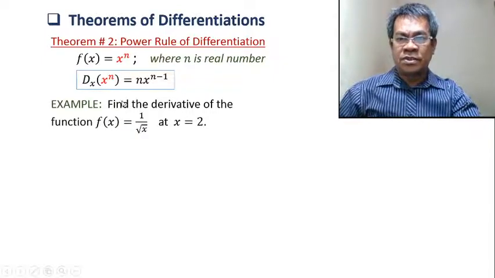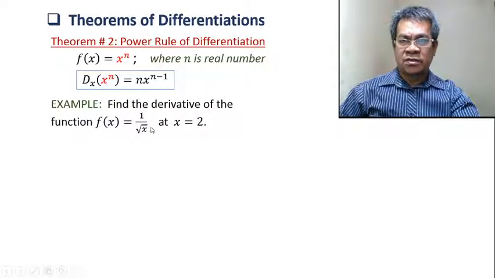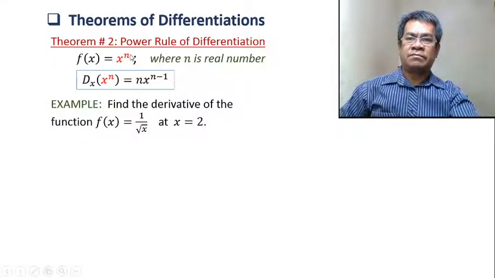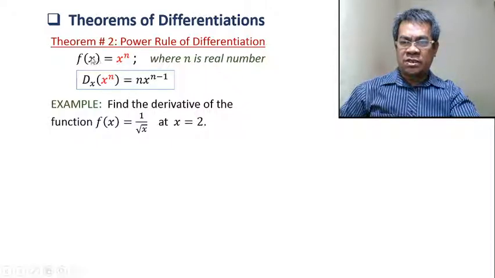Another example. Suppose you are asked to find the derivative. Now this time, look at this one. The function is 1 over square root of x. If you notice, this is not actually in the form of x raised to n. Okay? So take note that the power rule is intended only for the exponent. Okay, the base, which is the same as the variable x, raised to n, and n should be a real number. In this case, there's no exponent.